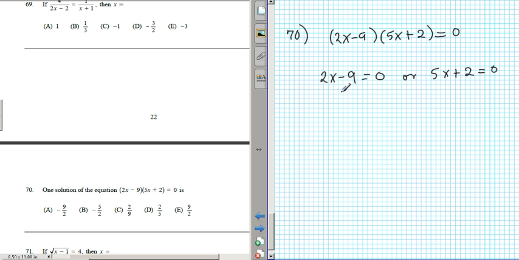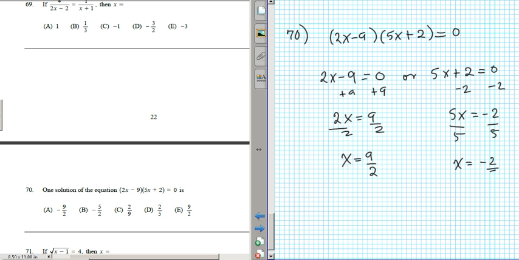To solve this, I add 9: 2x equals 9, and divide by 2. So x equals 9 over 2. That's one solution. Oh, we already have an answer. Let's do this other one. You subtract 2: 5x equals negative 2. Divide both sides by 5: x equals negative 2 over 5. Which one matches? This one matches. So your answer for number 70 is E.